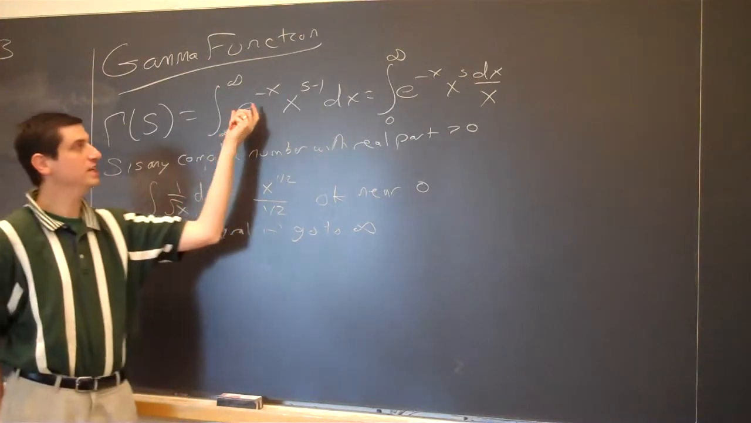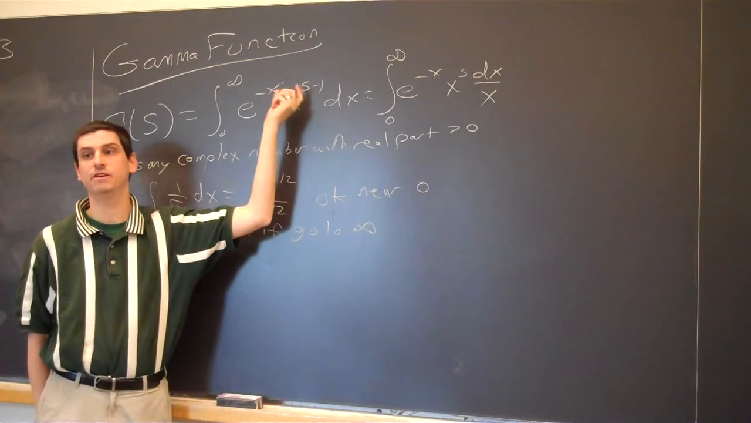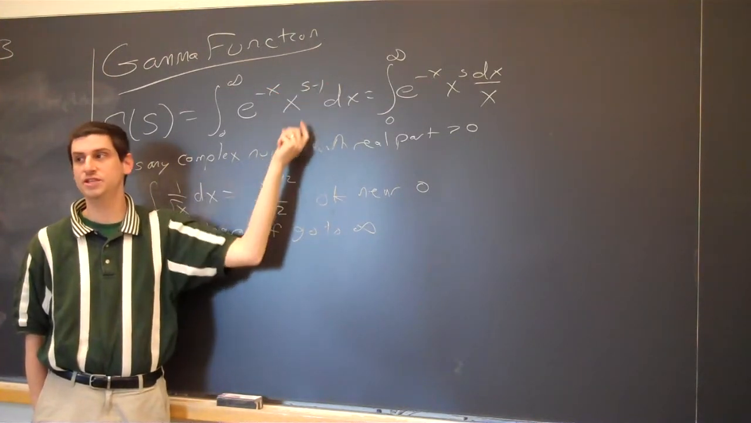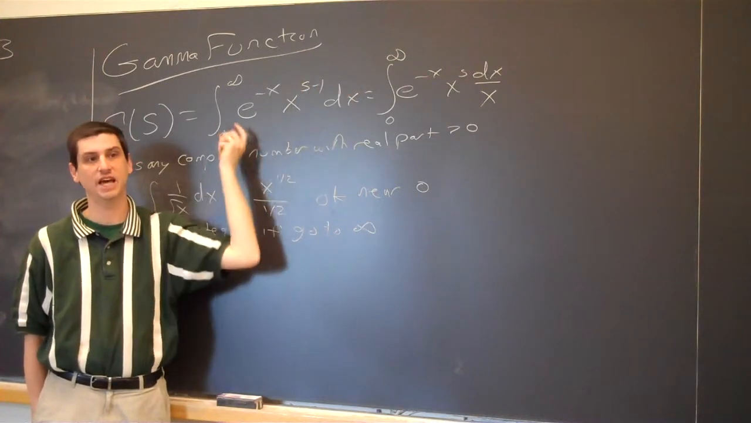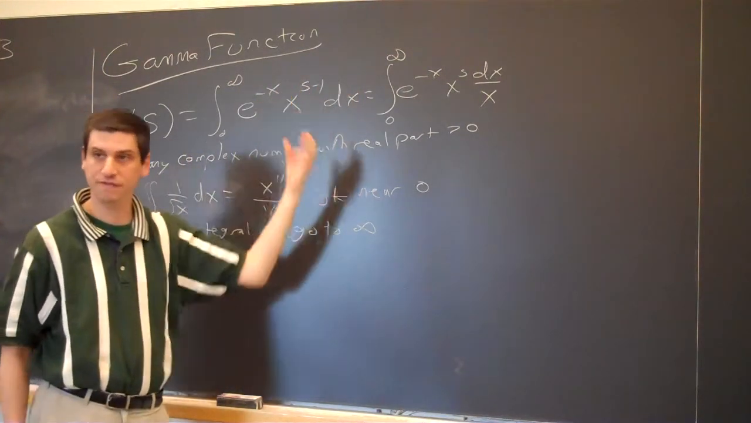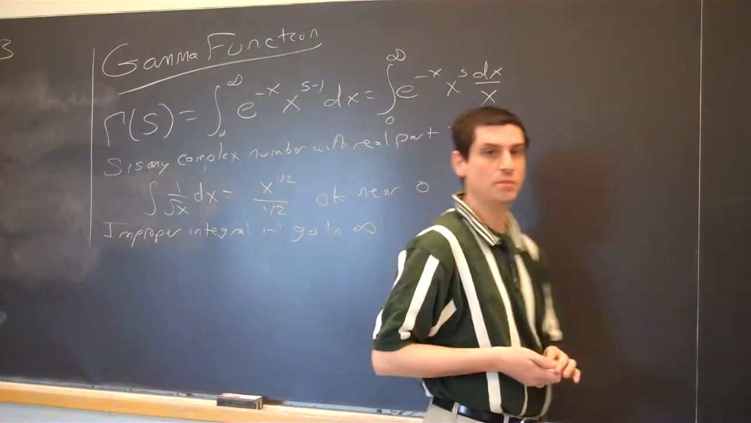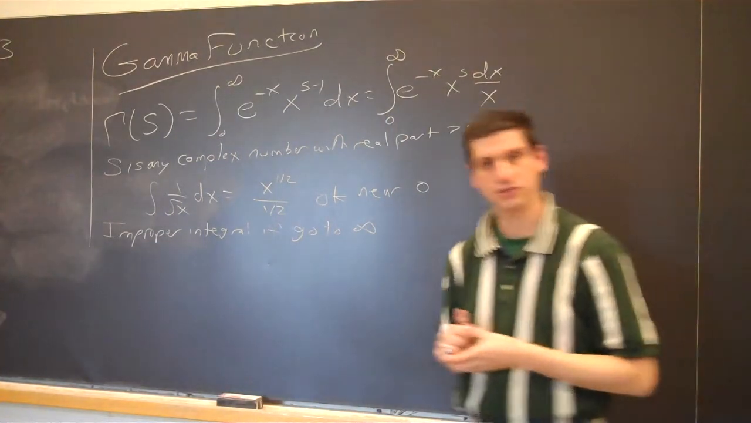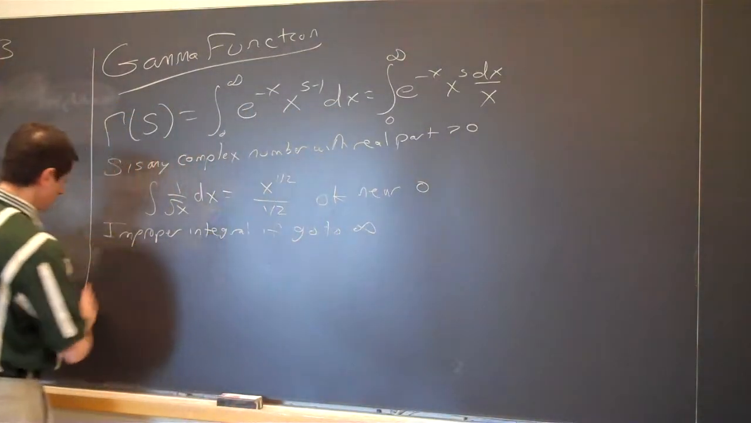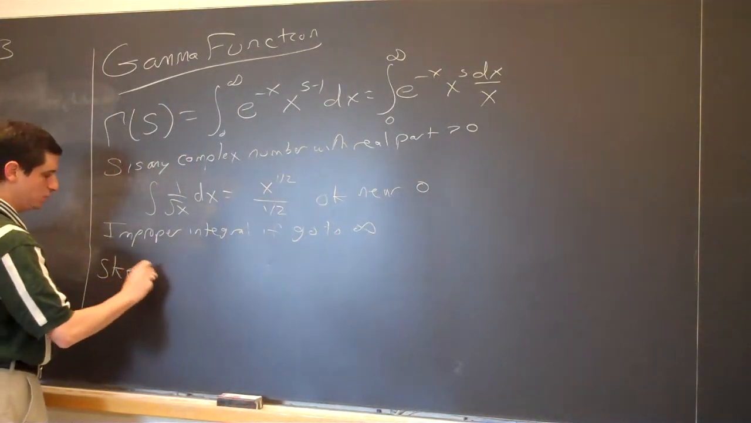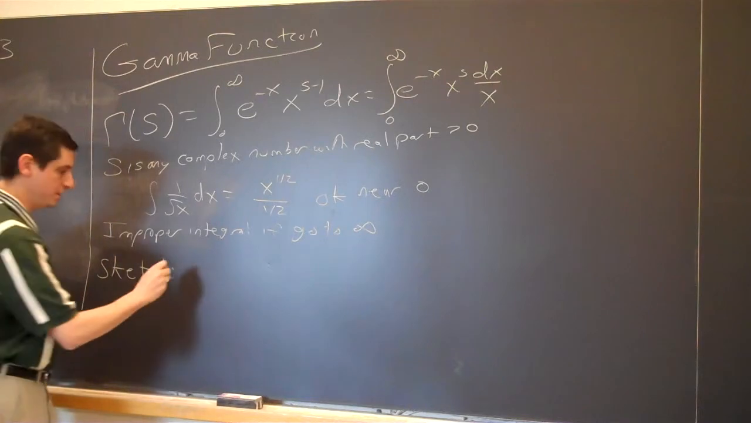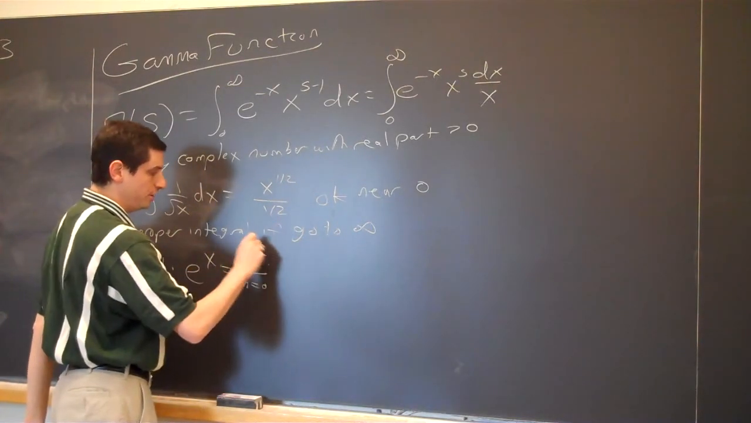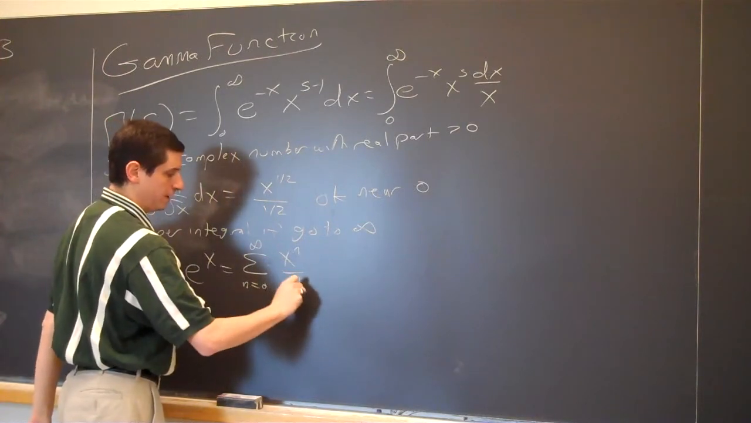Well, fortunately, e to the minus x is decaying very rapidly. Even though x to the s minus 1 is growing, it is growing polynomially, while this is decaying exponentially, so everything is going to be fine and the integral will make sense. But you do have to be a bit more careful when you have infinite integrals. And so here's a quick sketch. This will review things a little bit for sequences and series. e to the x is the sum, n goes from 0 to infinity, of x to the n over n factorial.